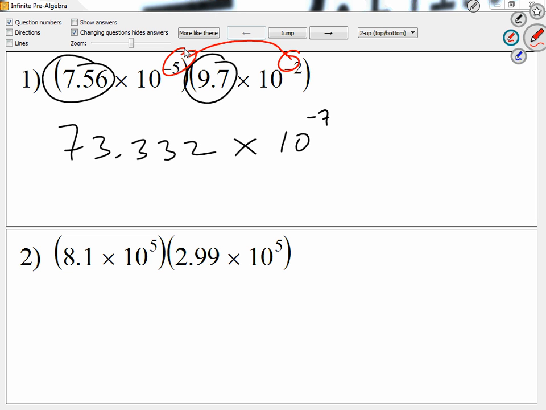Alright, so we have to fix this, because the first number is not between 1 and 10. So let me fix this. Let me write this as 7.3332 times 10 to something. I know if I'm after the first three, according to the first line, I have to move 7 to the left. I already moved once, so what do I get? Negative 6.